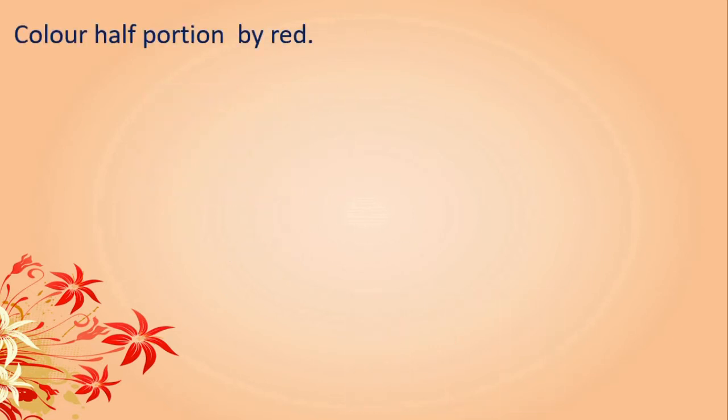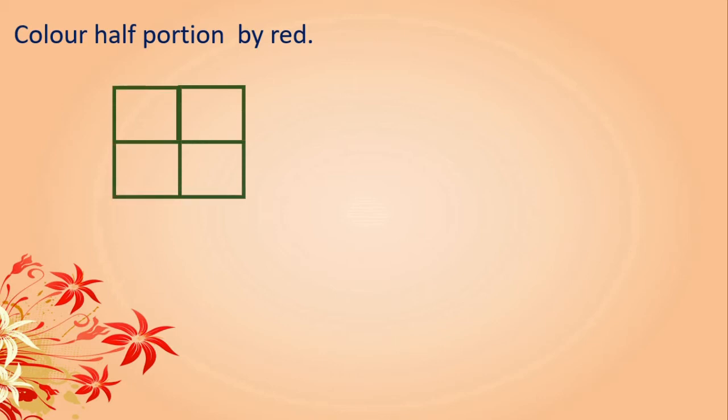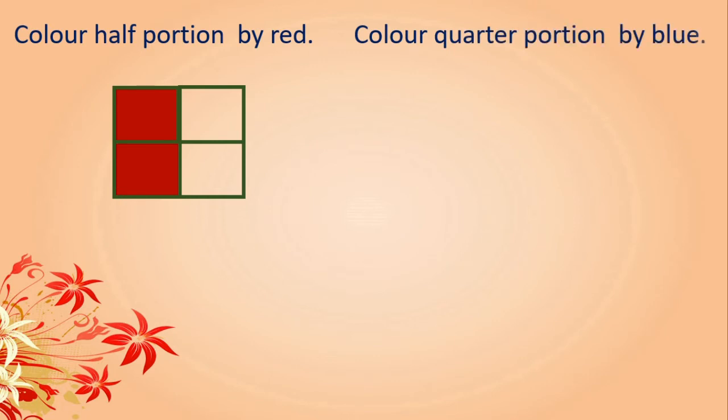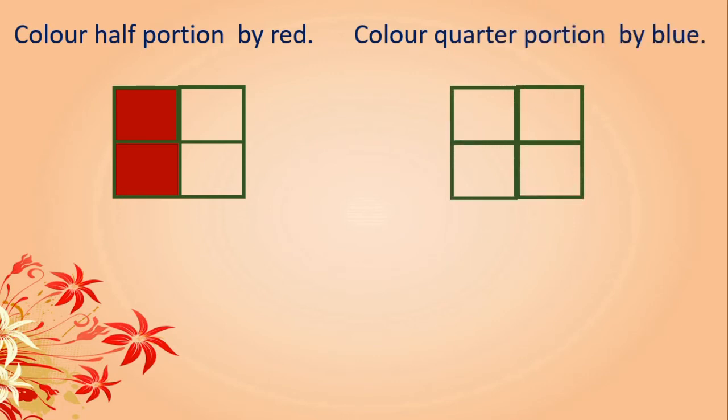Now next is color half portion by red. Again here 4 squares together we can see. Please read the word properly. Half portion means out of 4, half is nothing but 2 boxes. Right? Color quarter portion by blue. Out of 4, quarter portion is nothing but 1 box.